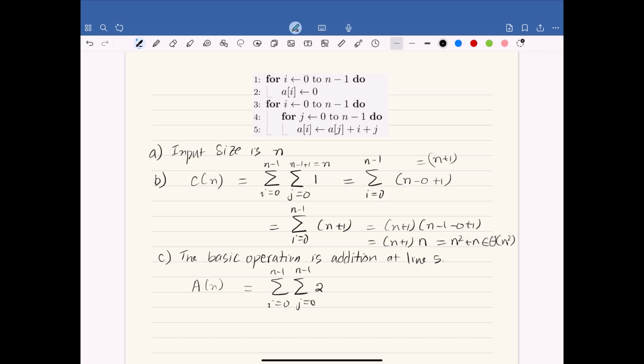The evaluation of the summation is equal to the summation i goes from 0 up to n minus 1 of 2 multiplied by, now n minus 1 minus 0 plus 1, which is equal to n. Since 2n does not depend on i, 2n can be taken outside the summation and replaced by 1. So this is equal to 2n multiplied by n minus 1 minus 0 plus 1, which is n. This is equal to 2n squared, which belongs to big theta of n squared.